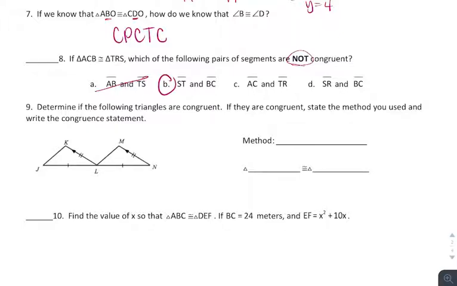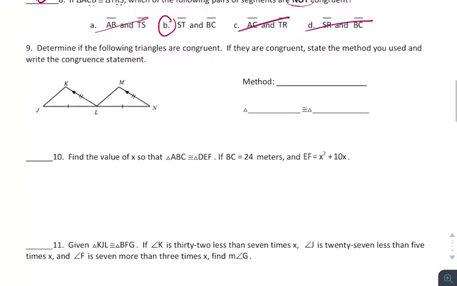All right, checking the others. It says AC and TR, those match up first and second letter, first and second letter. And then our fourth one says SR and BC. So second and third letter, second and third letter. So those two are congruent. So B is our answer of which ones are not congruent.